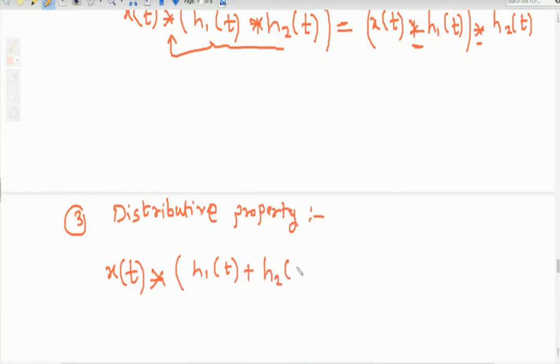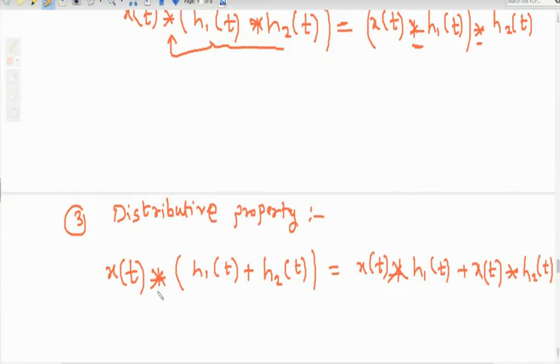Now we can distribute. The name is distributive property, so we can distribute this. We can distribute into x of t convolution h1t plus x of t convolution h2t. This is how we have distributed. So this is the distributive property. The use of these properties we will see whenever we solve series and parallel connections of systems.